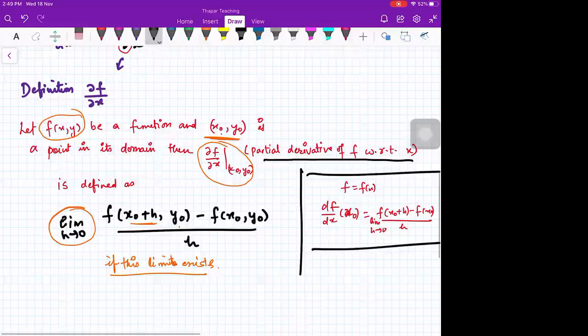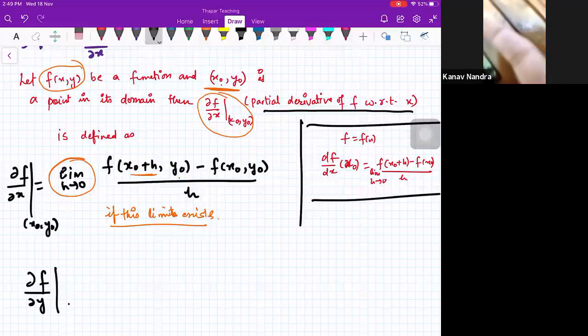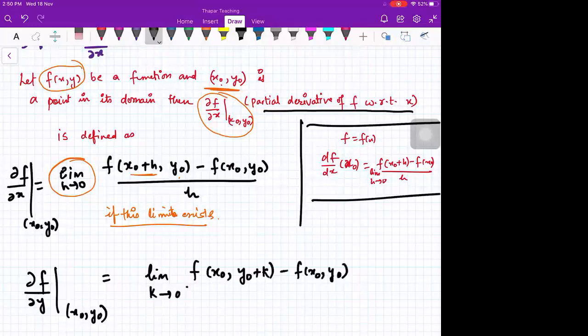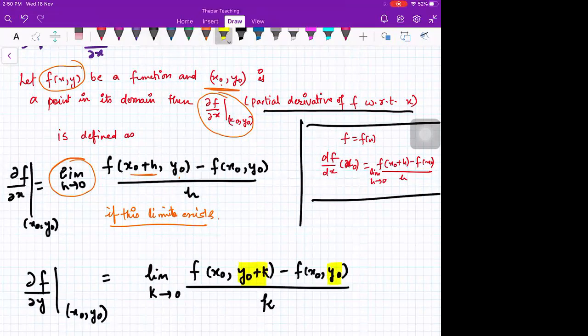So similarly, you have curly f by curly y at the point x naught, y naught. This will be limit k going to 0, f of x naught, you will not touch it, y naught plus k minus f of x naught comma y naught upon k. Is that thing clear? Here you are increasing the y coordinate only, keeping the x terms as such, x naught both ways. And here you are increasing the x coordinate and keeping the y coordinate the same. Is that thing clear?